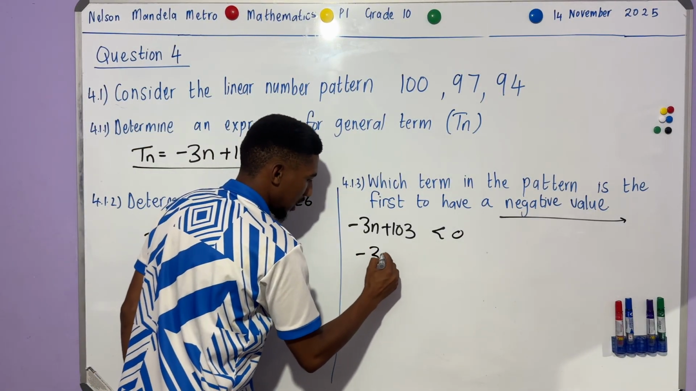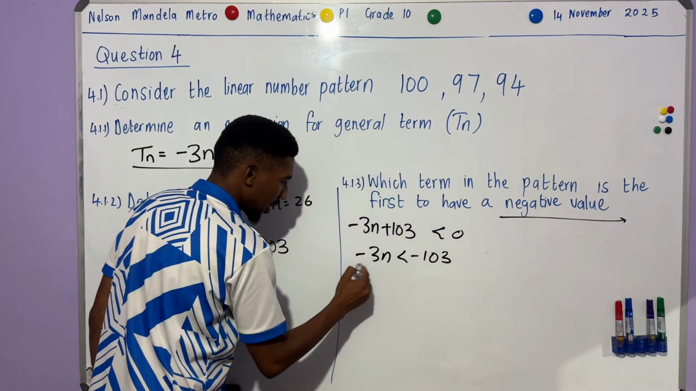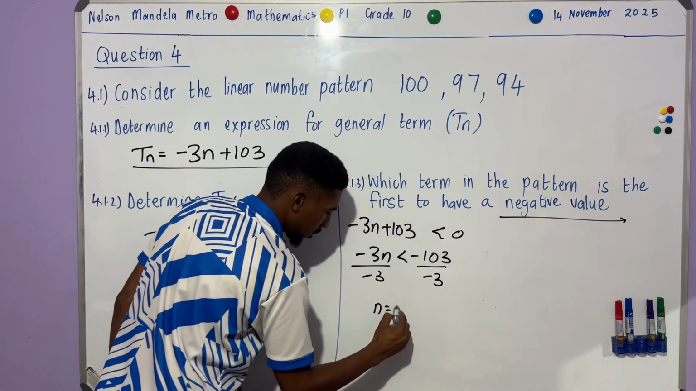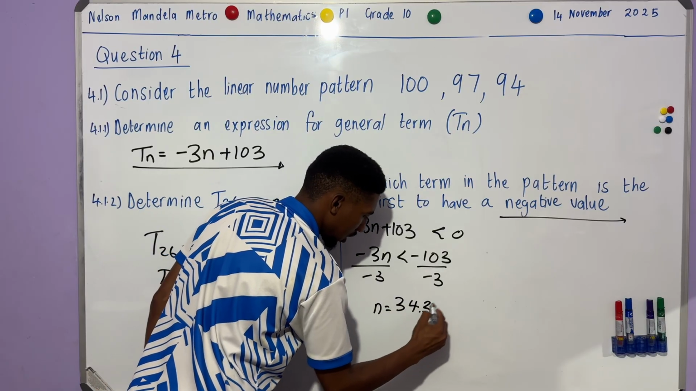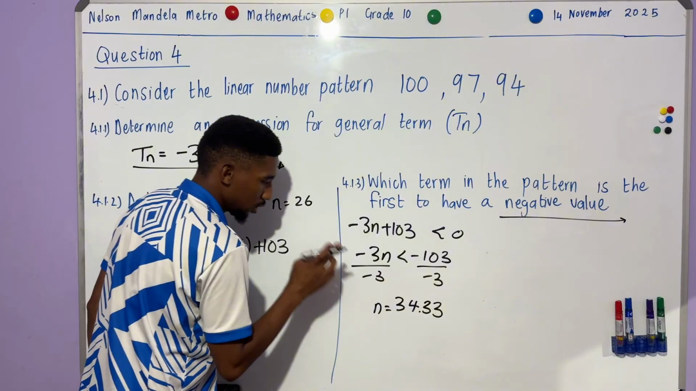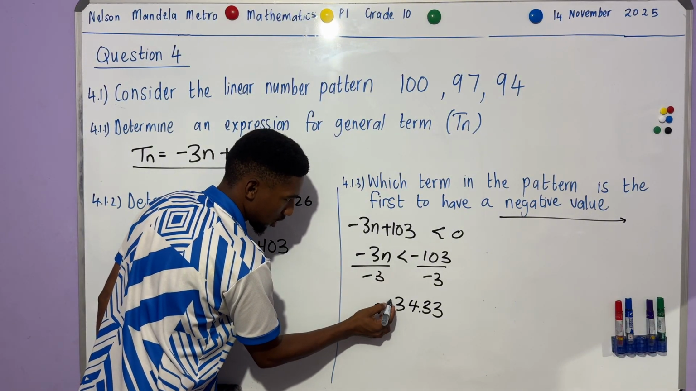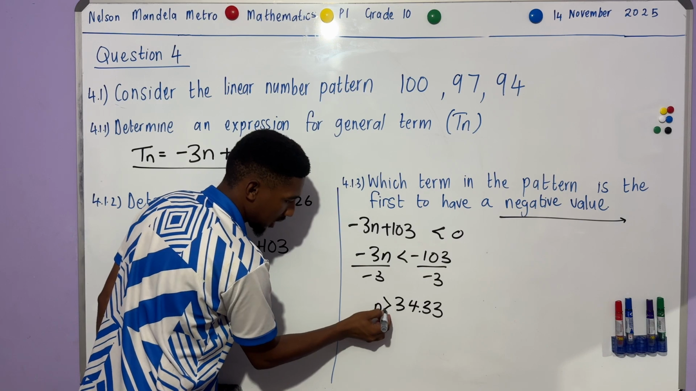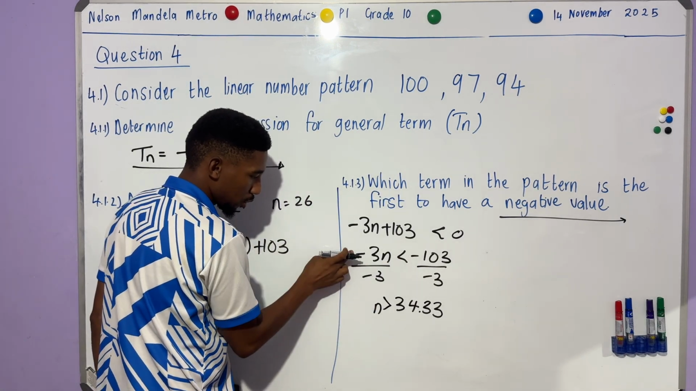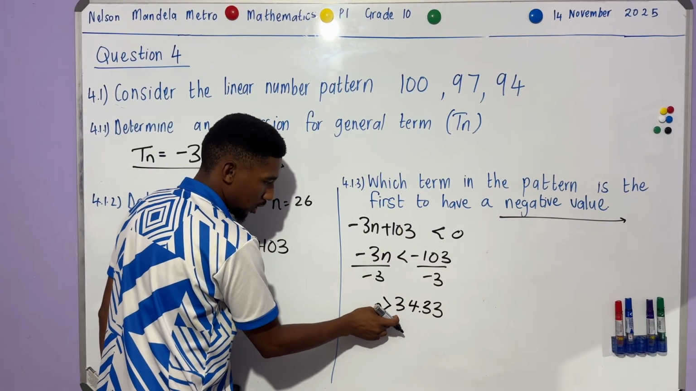Anyways, minus 3n, we take the 103 over, we have minus 103. Then we divide by negative 3 to find the answer. n is equal to 34.33. Now, it is not equal to 34.33, it is bigger than. Now, what happened over here? The sign changed simply because we divided by a negative number. So it went from smaller than to bigger than.